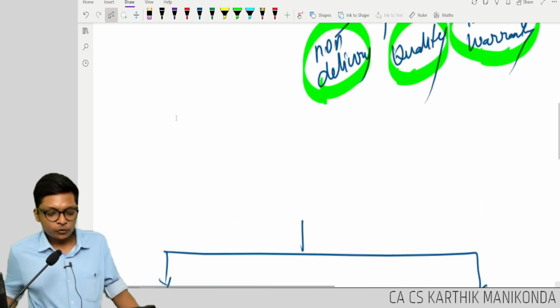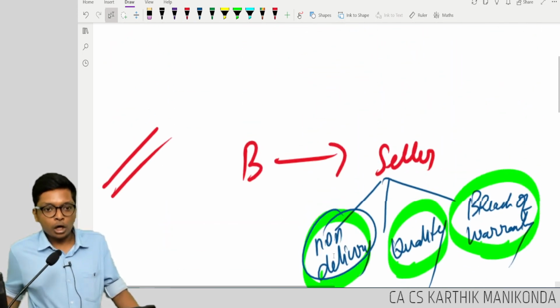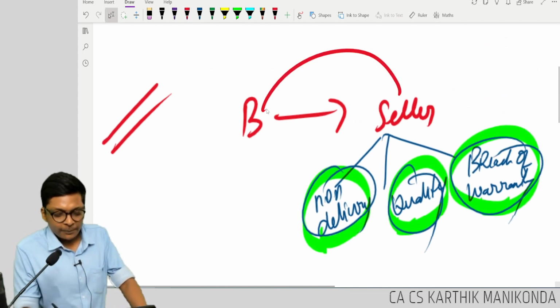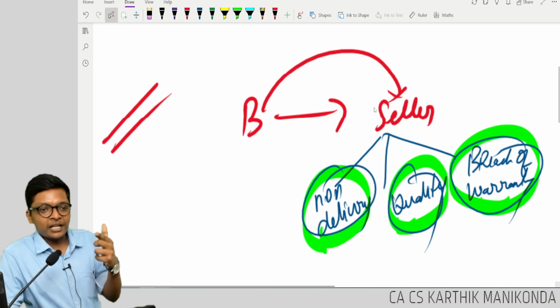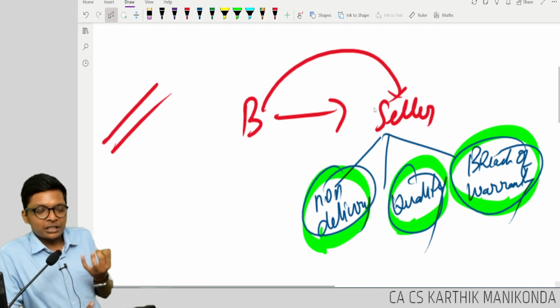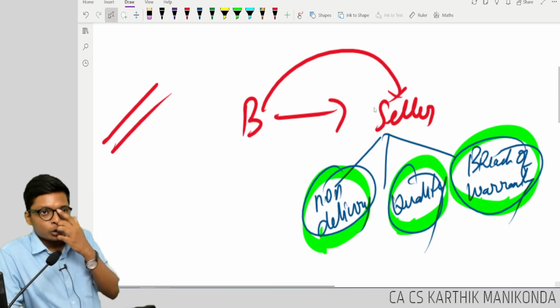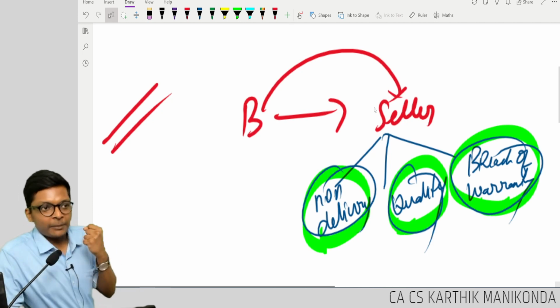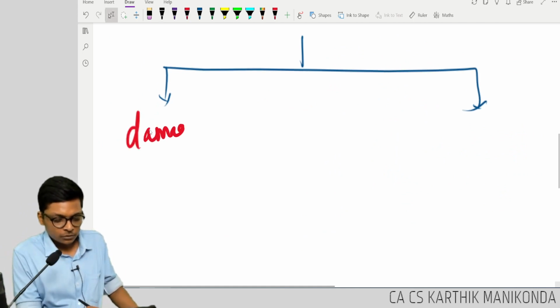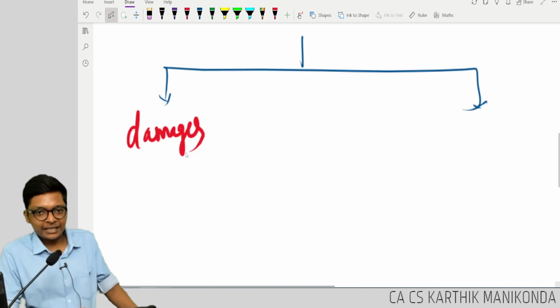First, if goods are not delivered, or quality is not met, or breach of warranty happens, what will the buyer do? Sue the seller for damages. Imagine you buy basmati rice and you get low quality basmati rice, what will you do? Sue for damages. I want my money back. So you will sue for damages. Correct?